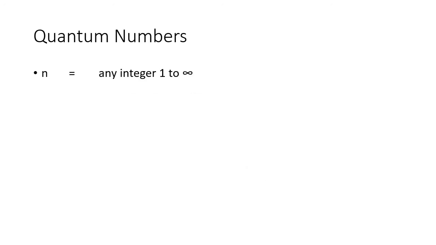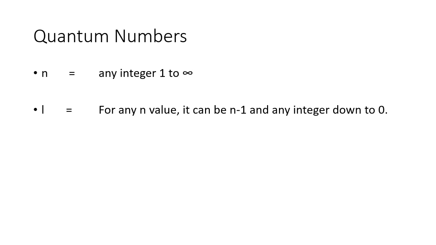There are 4 quantum numbers that describe the electrons. You can kind of think of this as being the address for an electron. Right now I'm just going to define them, and then in later slides we will take a look at how these numbers are calculated. The first quantum number is n, and that can be any integer, so any whole number from 1 to infinity. The second one is L, and for any n value, the L value can be n minus 1 and any integer down to 0. So again, any whole number.